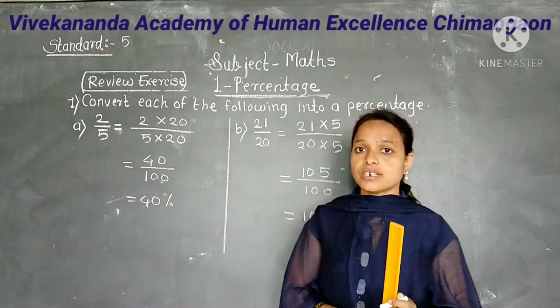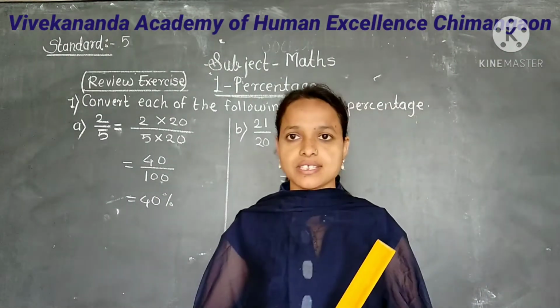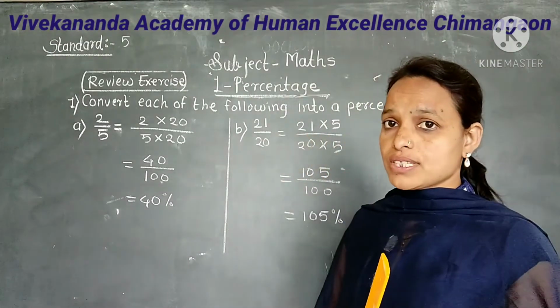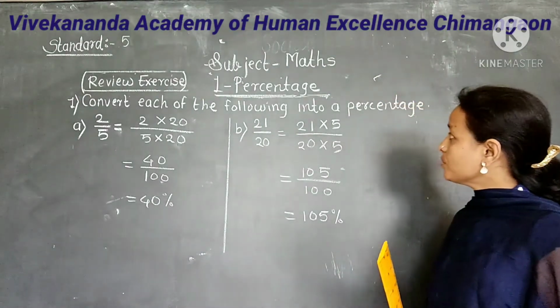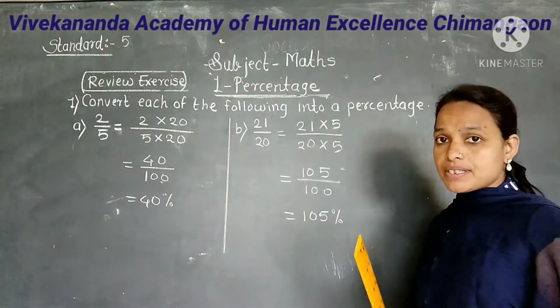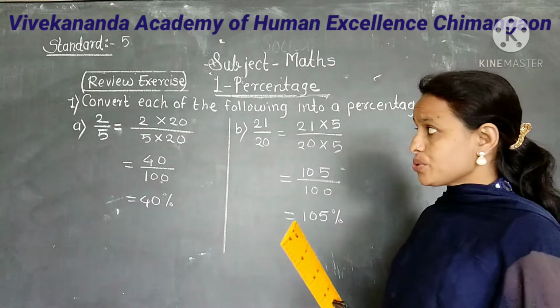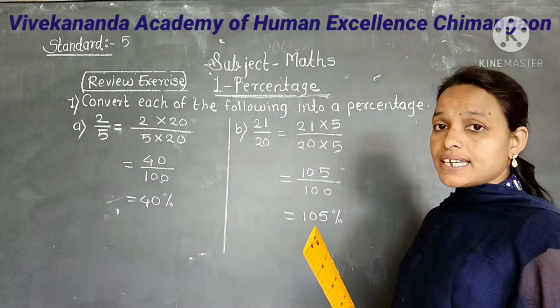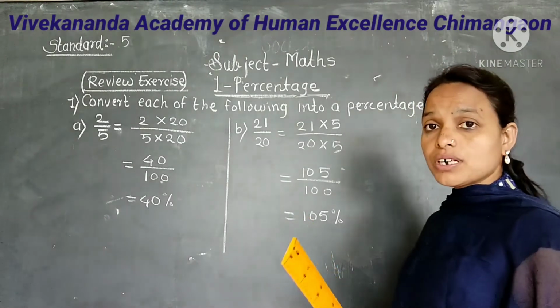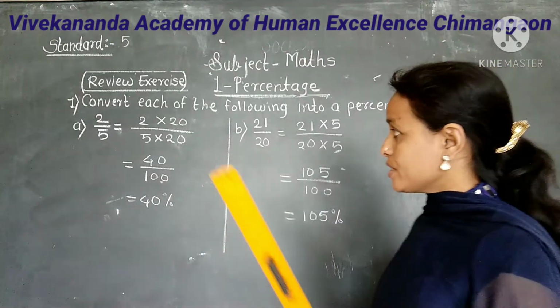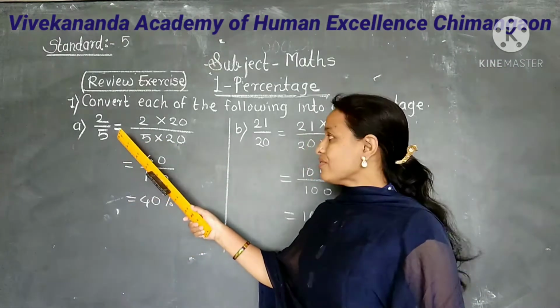Hi students, now we will solve the review exercise. So see, first question: convert each of the following into a percentage. Here, the example is given in fraction, and we have to convert it into percentage. First example is 2 upon 5.